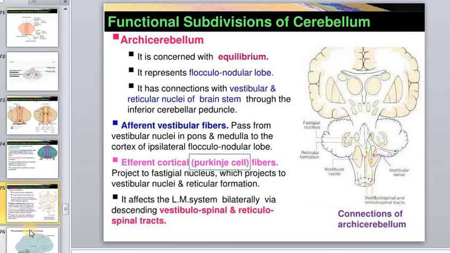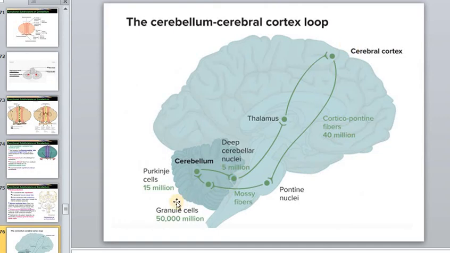So we have a new slide about function. The archicerebellum is concerned with equilibrium, the flocculonodular lobe, and has connections with the vestibular and reticular nuclei and the brainstem. Efferent vestibular fibers pass from the vestibular nuclei in the pons and medulla to the cortex, ipsilateral nodular lobe, and efferent cortical fibers, the Purkinje cell fibers, project to the nucleus, which projects to the vestibular nuclei and reticular formation, and it affects the axial and limb system bilaterally via the descending vestibulospinal and reticulospinal tracts. So we have these tracts and the connection with the cortex and all these parts.